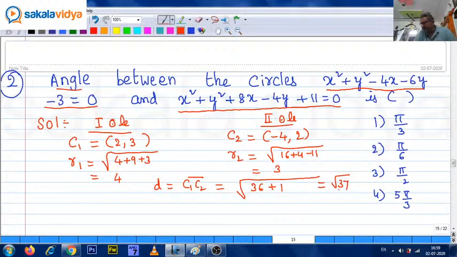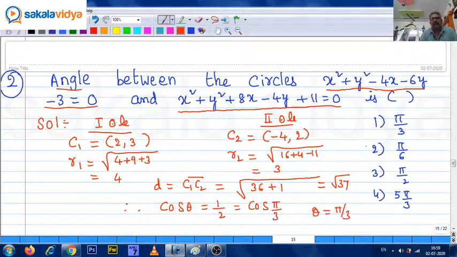Same as the previous question. Understood now? R1 is equal to 4, R2 is equal to 3, D is equal to root 37. So we get cos theta is equal to 1 by 2. That's equal to cos 60 degrees. Cos 60 means pi by 3. Theta is equal to pi by 3. So the first option is the right option.